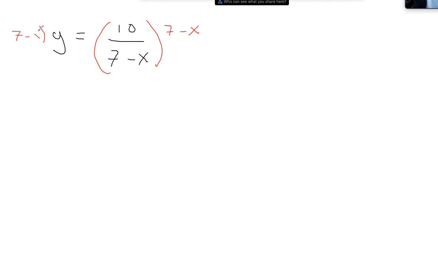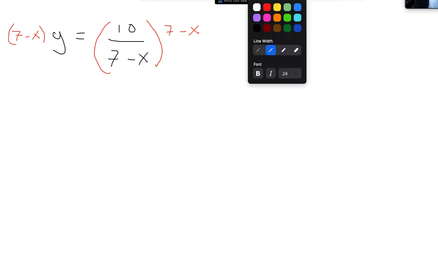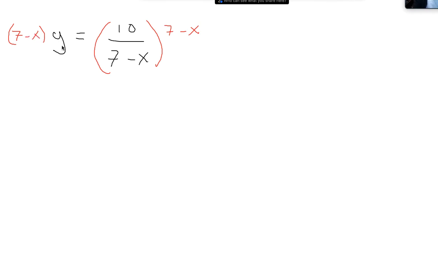So I think that seems like a pretty good first step when you have fractions, is to get rid of the fractions. So on this side, this is great because now that's just a 10. And then over here, I'll distribute the y through, so I'm just going to do that. So 7 times y for 7y right here, and then minus xy.